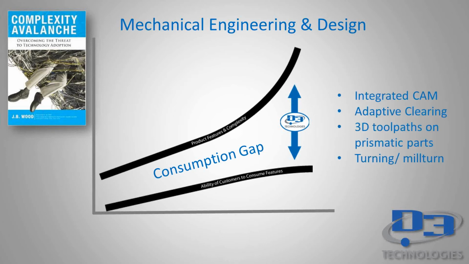These topics include integrated CAM, so the workflow of working inside your CAD environment on programming your parts for CAM, then adaptive clearing, taking advantage of high-speed roughing technology, using 3D toolpaths on prismatic parts to speed up your workflow and reduce setup time, and then turning or mill turn, which has been introduced with 2016 HSM. So let's get into the software.